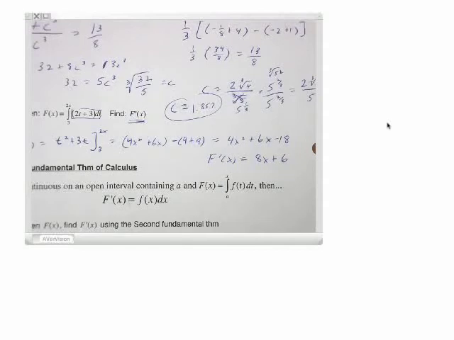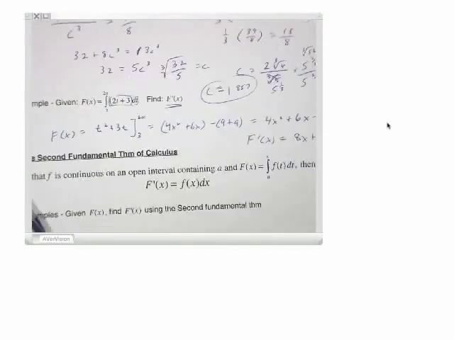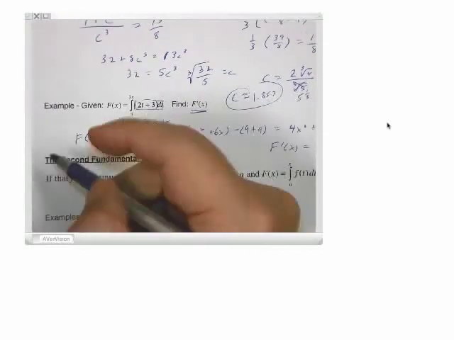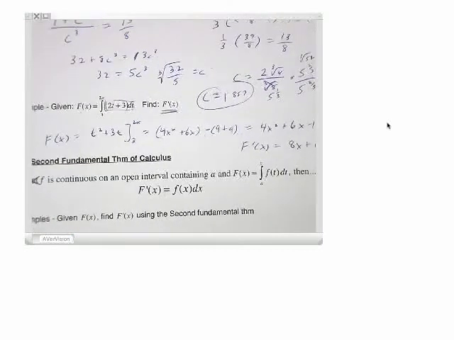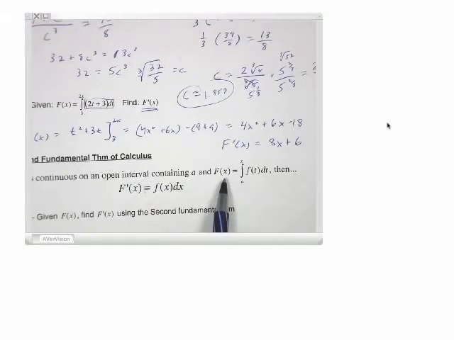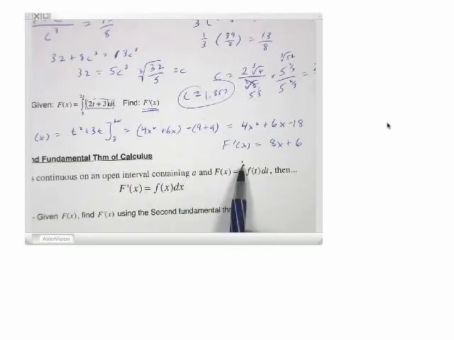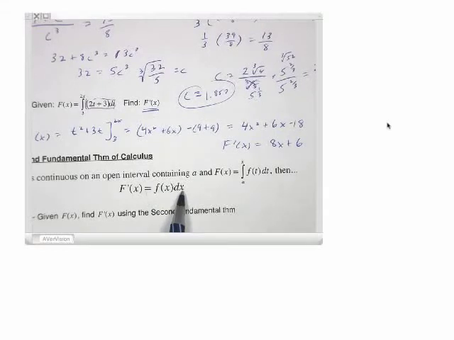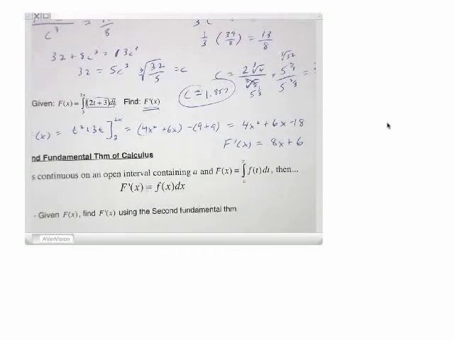Okay? The theorem says that if f is continuous on an open interval containing a, and F of x is some function where we're integrating from a to x of f of t dt, well then the derivative of F of x will just be equal to f of x times dx. Okay? Now what we're going to do is we're going to apply this theorem to the same problem we just did to see if it works out.